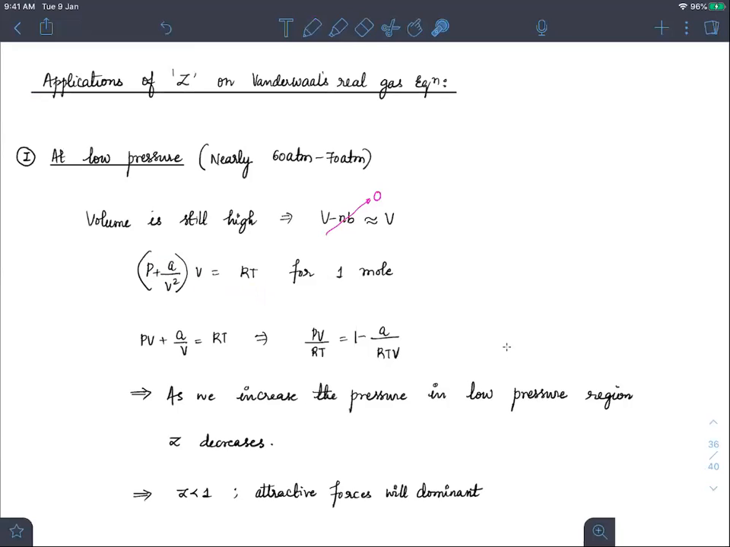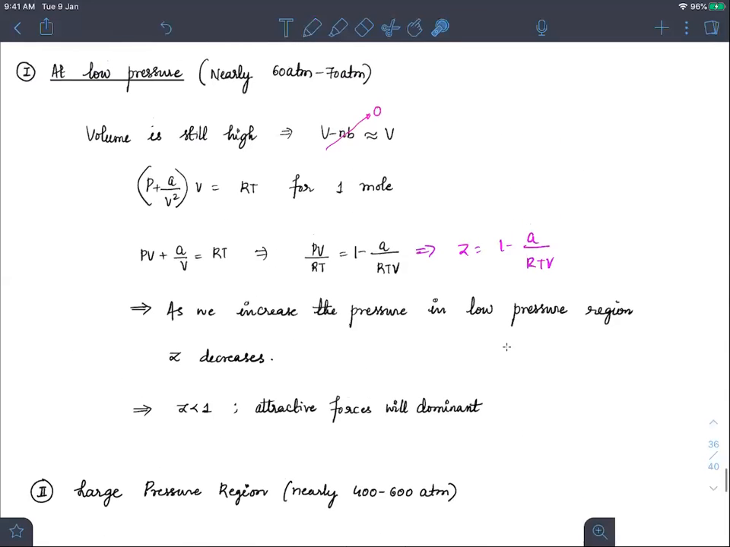If you write it out, you'll get this formula, which implies Z = 1 − a/RTV. If a increases, the Z value will decrease. More dip will be observed.